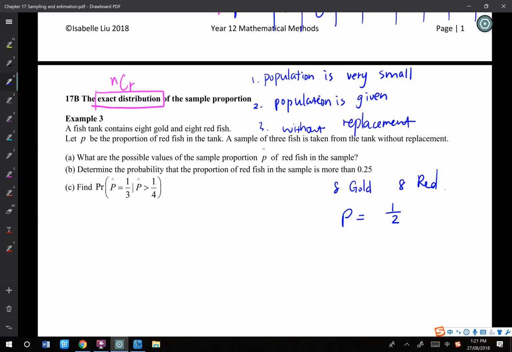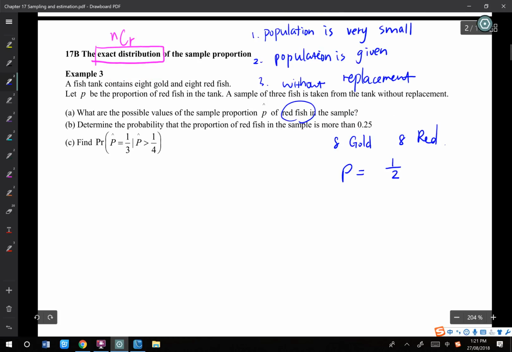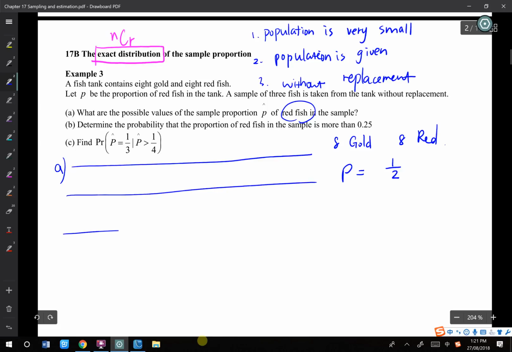Okay, so now you want to pick 3 fish. What are the possible values of the sample proportion p hat of red fish in the sample? Like think about A. I'll draw a grid table. This is the number of red fish.